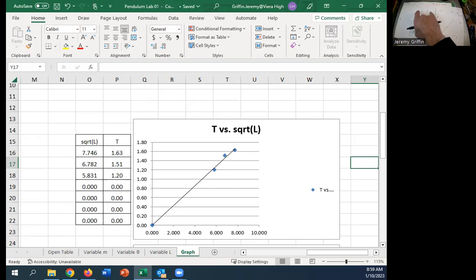So how about this? What could be an AP application of this? Suppose you had two pendulums and one pendulum was 4 times the length of the other pendulum. What would the ratio of the time periods be? 2 to 1, right? What if you had two pendulums and one was 1 meter long and the other was 9 meters long, 9 times the length? What would the ratio of those time periods be? 3 to 1, right? You guys get that? All right. So you guys good there?